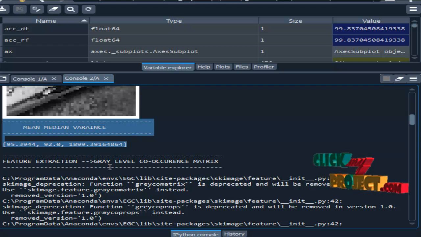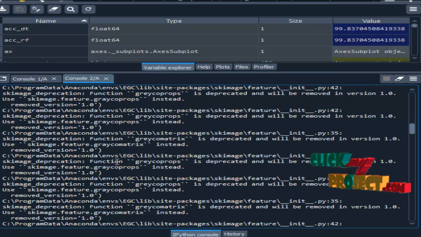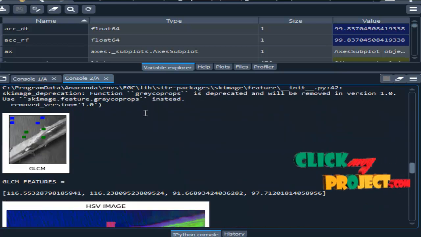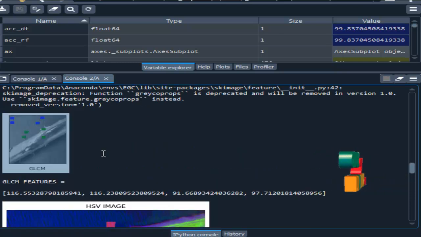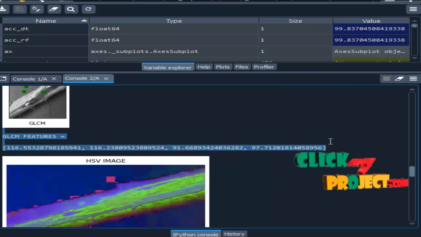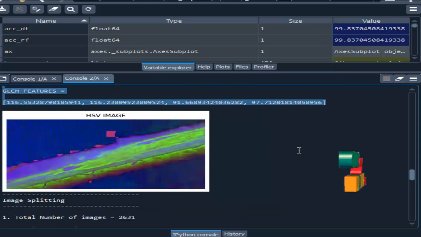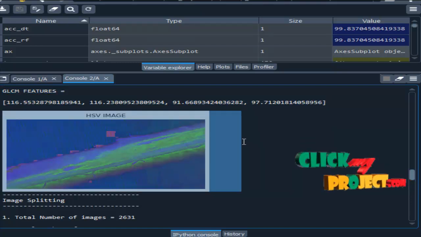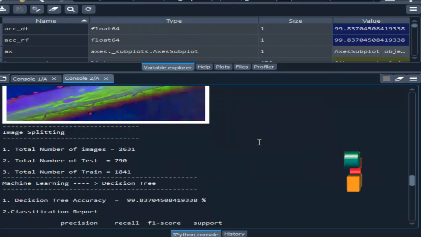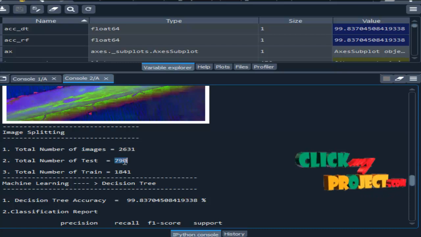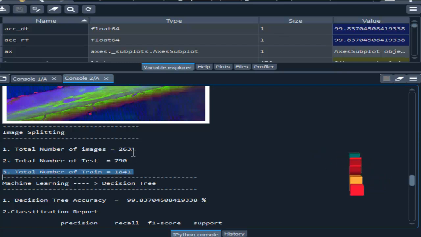Then the gray level co-occurrence matrix, that is the GLCM. So this is the result for GLCM. These are the features of GLCM. Then HSV, hue saturation value. This is the result for that. Then data splitting. These are the total number of images, the total number of test data, and the total number of train data.